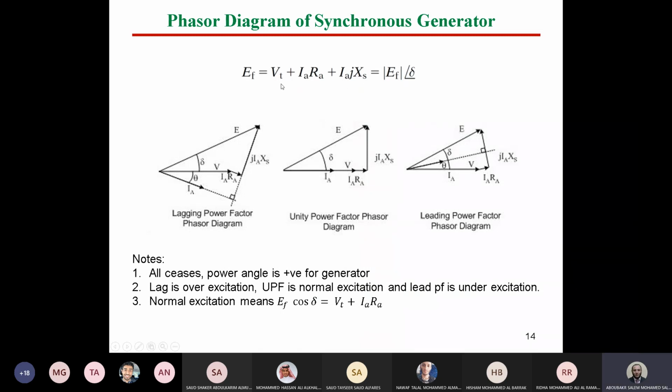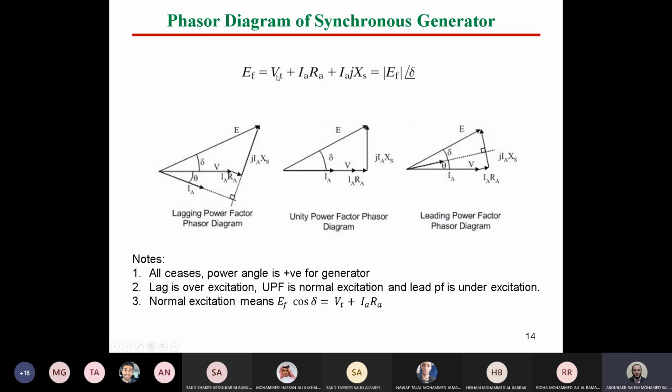All terms have direction. So V terminal, we will assume all the time, is the reference at angle 0. IA RA will be a vector in the direction of the current vector. So the vector IA RA will be another vector in the same direction as the current. For IA JXS, it means another vector perpendicular to the direction of IA, because there is J here, which is plus 90 degrees.